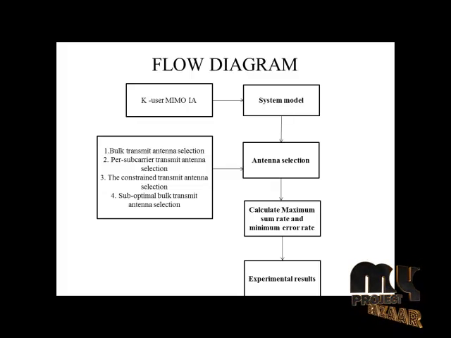So next we have to calculate the maximum sum rate and minimum error rate. It is going to send the information. We are going to calculate the maximum sum rate, it means our efficiency, and how much error will occur, it means BER, to calculate our bit error rate performance. Then finally we are going to calculate our experimental result, which antenna selection is going to give the good performance of our process. It is applicable for all wireless sensor networks.